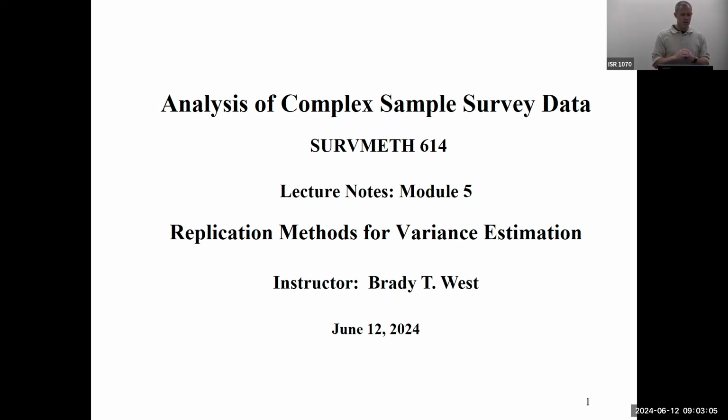So who can tell me how the design effect is defined in terms of variances? How is the design effect defined? Variance, it's a ratio proportional to the variance of the random sample. Right, so it's the variance under the complex sample design of that estimate divided by the variance of the same sample size under simple random sampling, right?